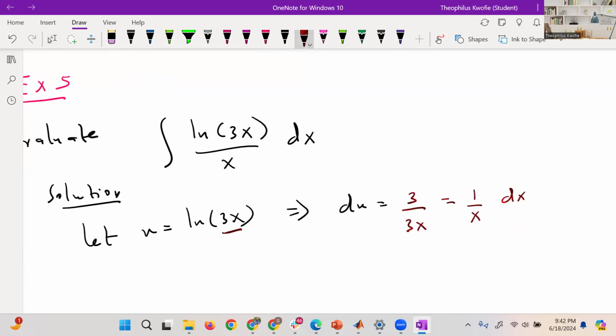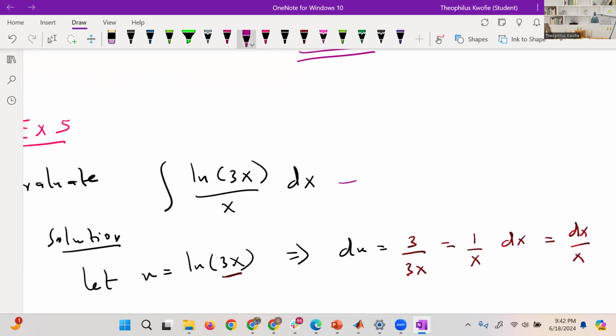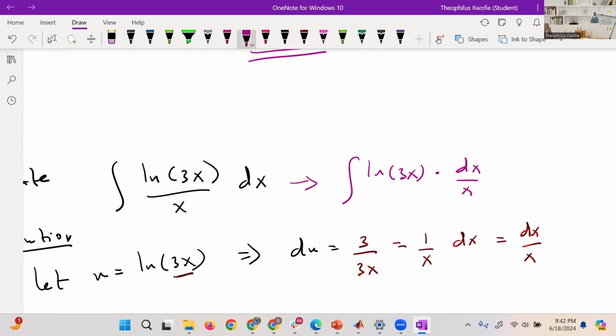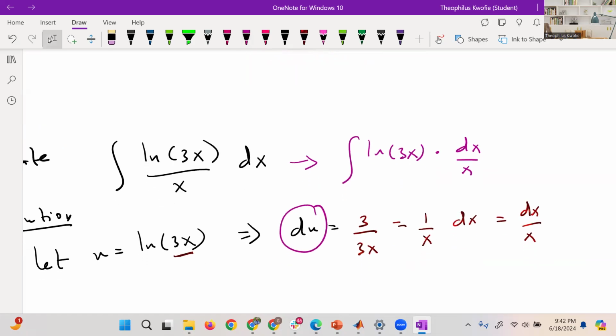Is that okay? And this is the same as what? The dx on x. So if I were you, I would just arrange this so that it fits this. So this one we're going to have the dx on x, so that wherever we see the dx on x, we just replace it by du. Is that okay? Very good.